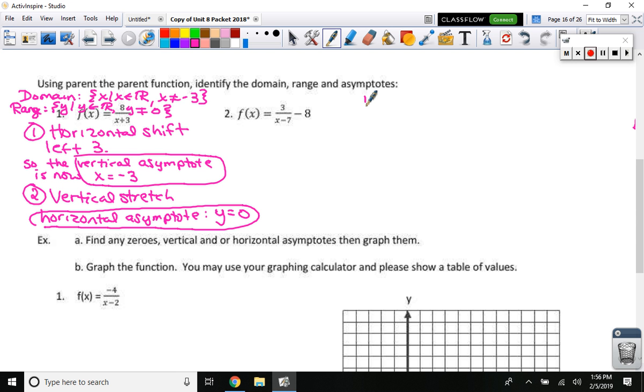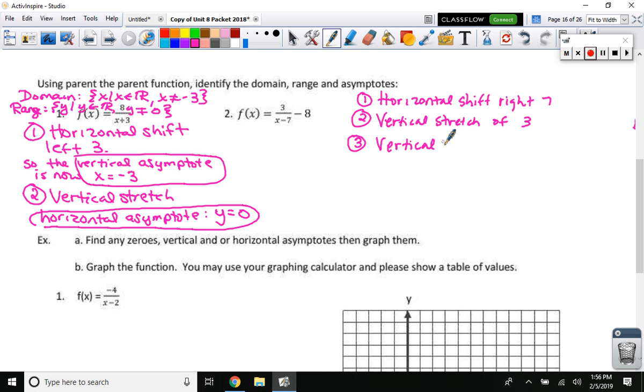What are our transformations that we're dealing with? Horizontal shift again, right? Horizontal shift, right, 7. Then what? Vertical stretch. You have to include that even though it doesn't affect it, but yes, you're still talking about the transformations that are occurring. Okay, and the third transformation, which does impact things, right, which is what? Vertical shift.